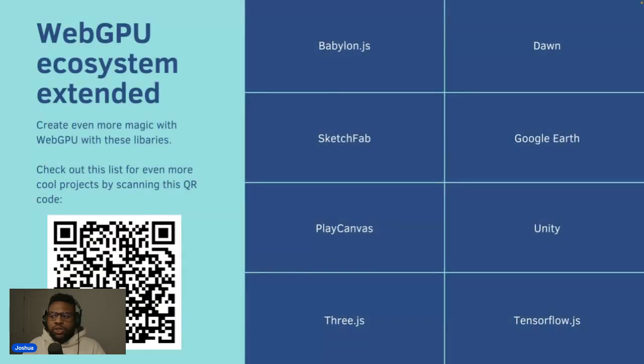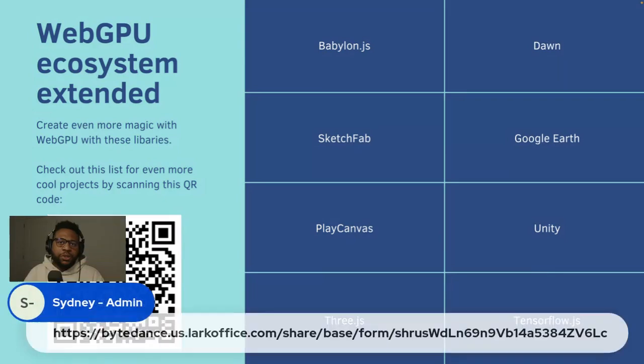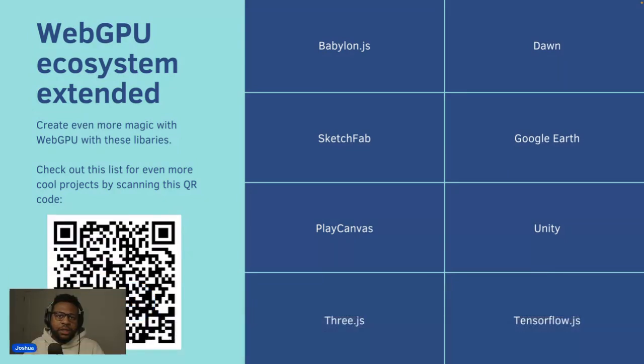So some honorable mentions before I go. We have Babylon.js, Dawn by Google, and then here's some other ways the ecosystem has extended. We have PlayCanvas, Three.js, Unity. You can also see WebGPU used in TensorFlow.js. So I can only imagine what you can build with RSPack, RSBuild, WebGPU, TensorFlow.js, and some more tools moving forward.